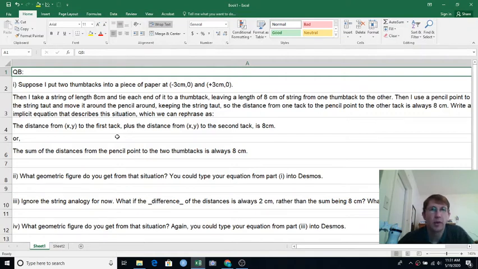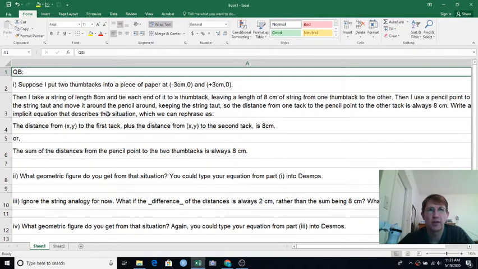Let's talk about this homework problem. Suppose we put two thumbtacks in a piece of paper at -3, 0 and 3, 0. Then take a string of length 8 centimeters, tie it around each thumbtack, and use a pencil point to keep the string taut, and move the pencil around, keeping the string taut. So the distance from one tack to the pencil point to the other tack is always 8 centimeters.